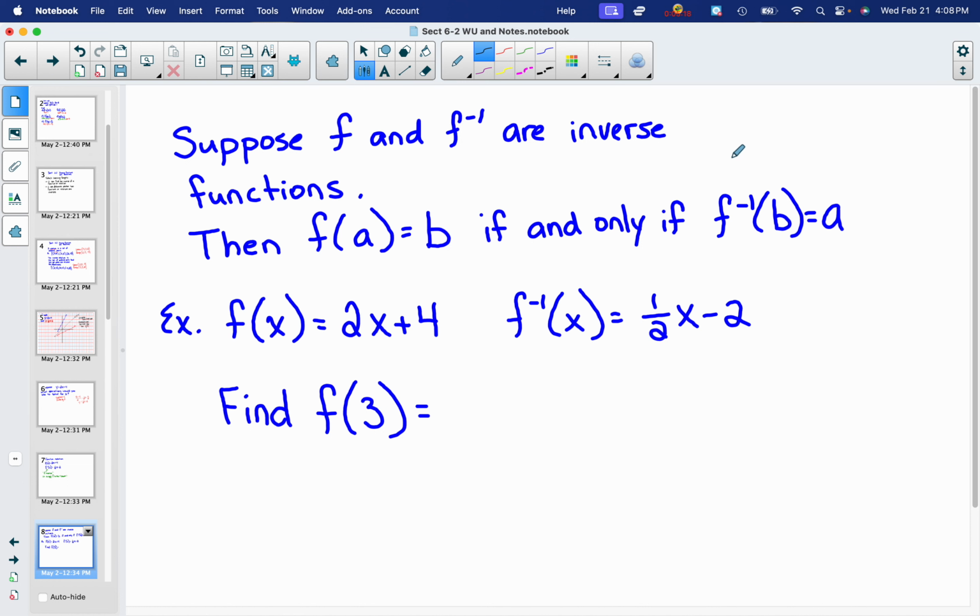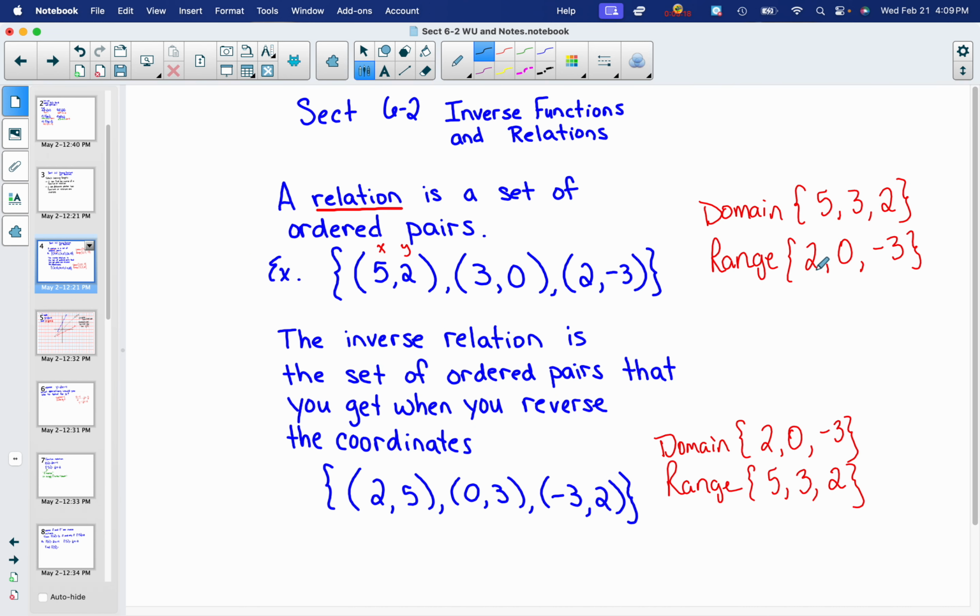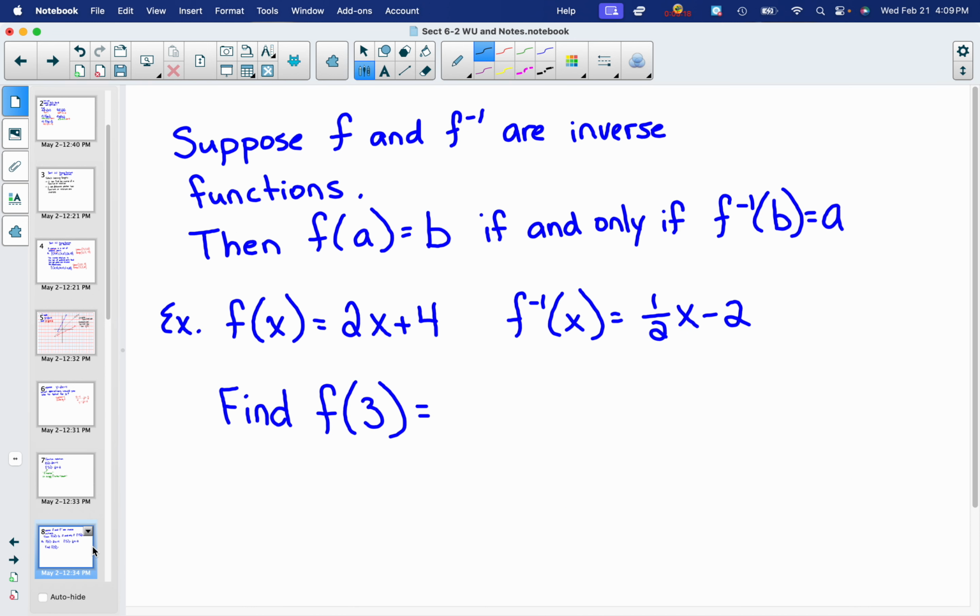So suppose f and f inverse are inverse functions. This is kind of a mathy sounding definition. It says then f of a equals b if and only if f inverse of b equals a. And really what this is saying is your inputs and your outputs swap places. Remember back at this very first example I showed you of these relations, how my domain, my x values, and my range values flip-flopped, or swapped. Well, that's the same thing that would be happening here in this description.